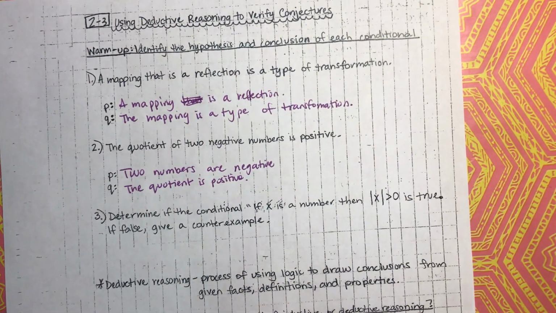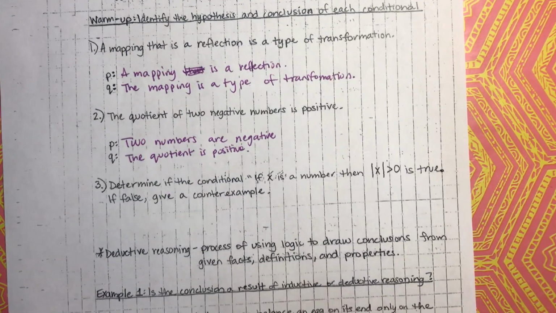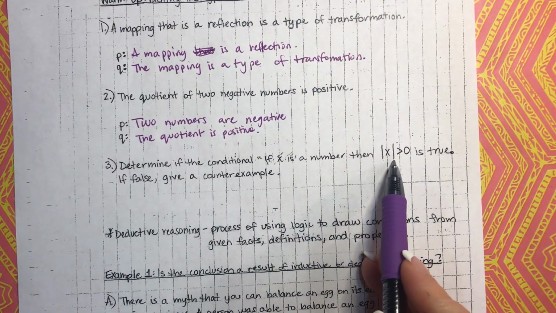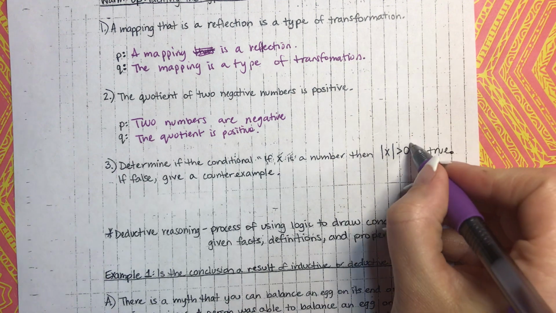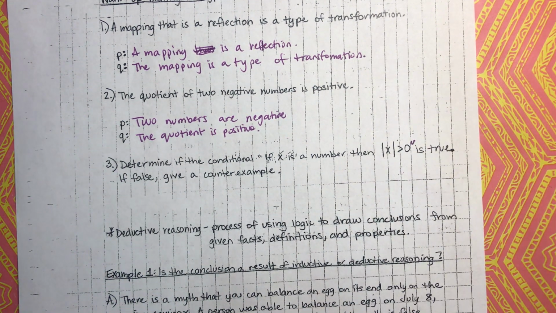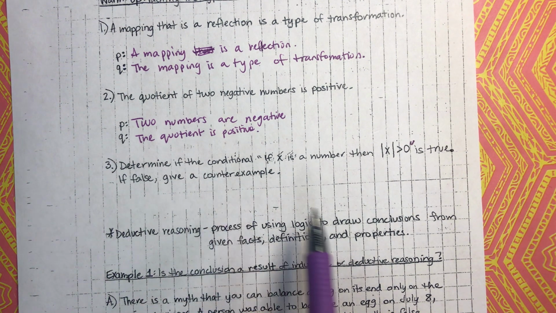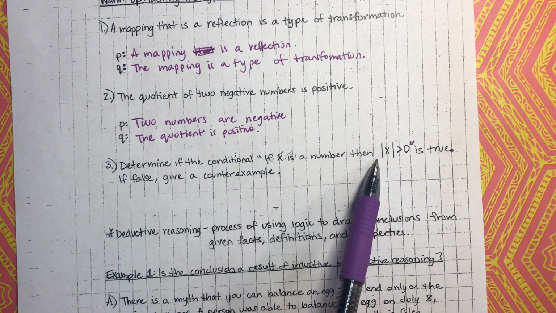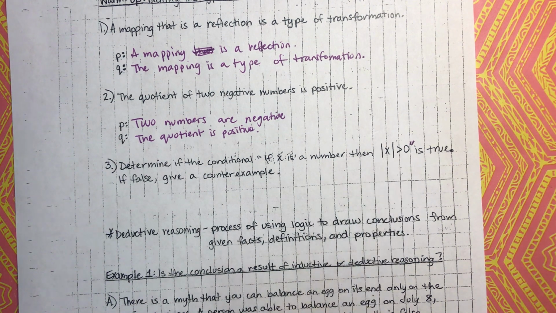It says determine if the conditional, if x is a number, then the absolute value of x is greater than 0, is true. So if it's false, give a counterexample. So let's just go ahead and think about that. If x is a number, then the absolute value of x is greater than 0.